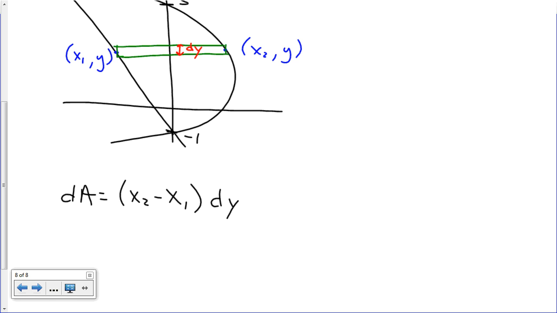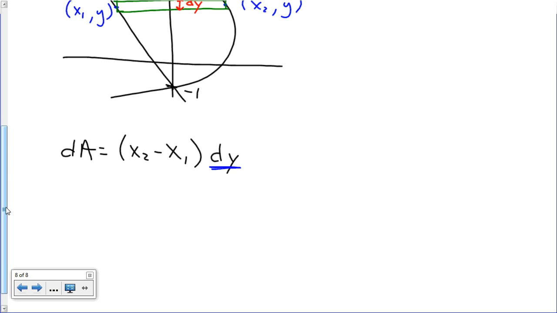Now I want to get this all in terms of y, and basically what dictates that for us is this differential right here. You have to look at your differential, and that tells you what variable you need. So the fact that I have dy there tells me I need to change the x1 and x2 over to y values. And fortunately, we have equations where we know exactly what those are.